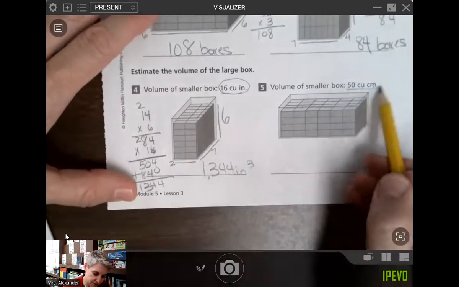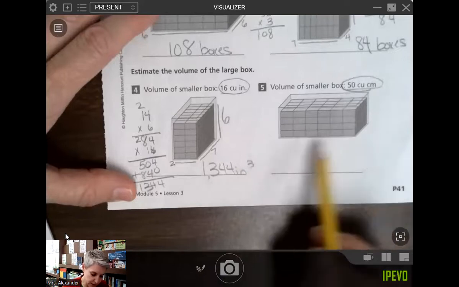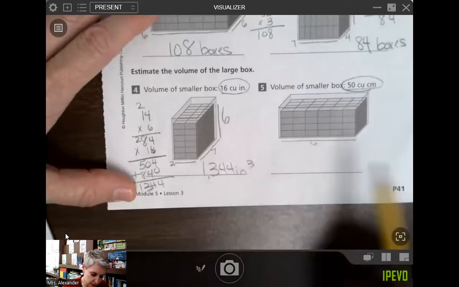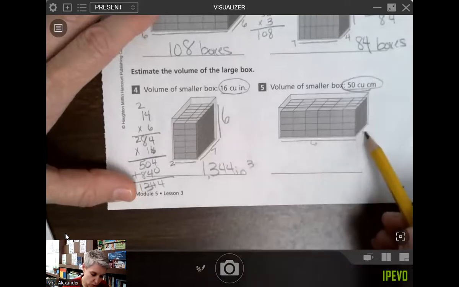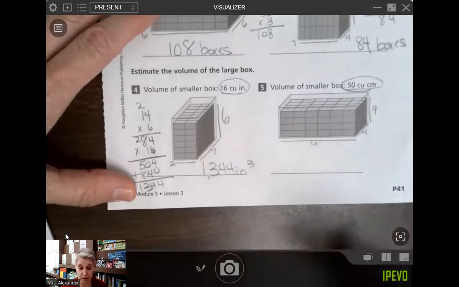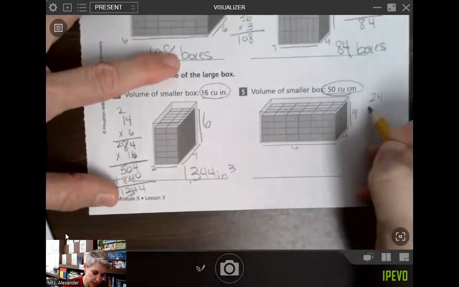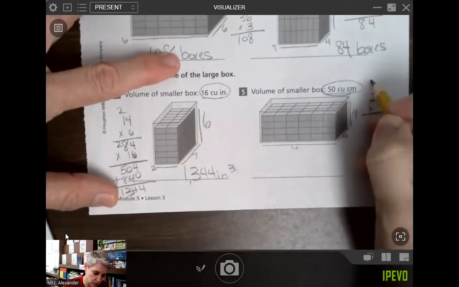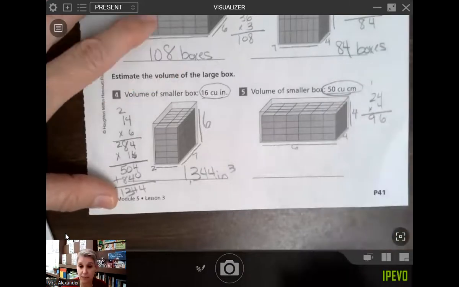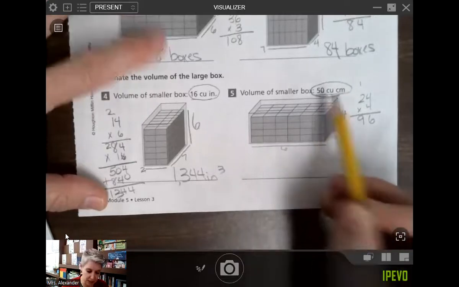Next one, 50 cubic centimeters. 1, 2, 3, 4, 5, 6 in the front. One, two, three, four rows back, and looks like four rows high. So I'm going to follow our volume. 6 times 4 is 24, times 4 will be 96, but each of those 96 boxes is 50 cubic centimeters.